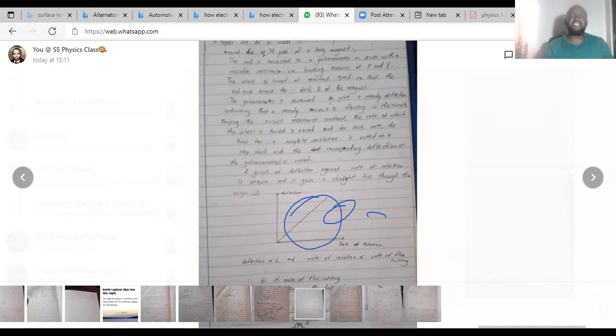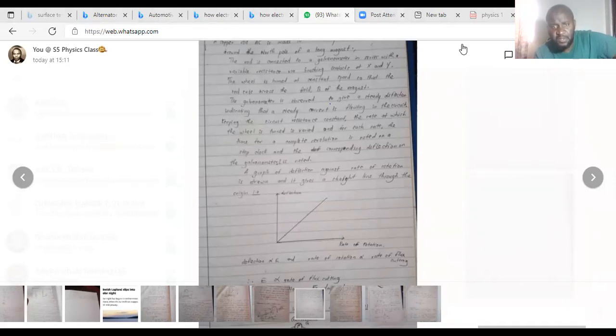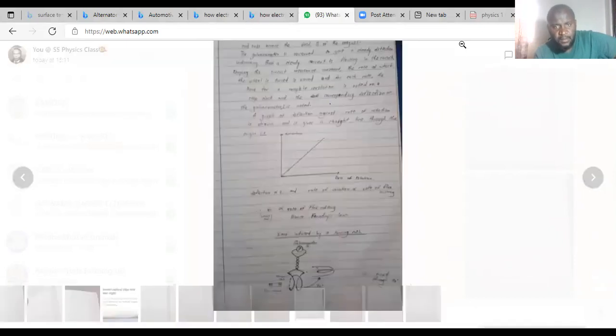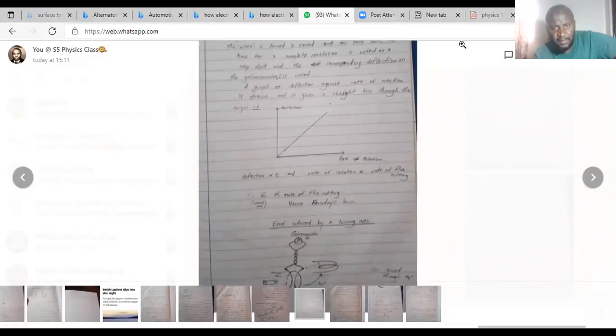Now, there is another way we can induce an EMF using what we call a turning coil. Sometimes people say a search coil. You can go to the next illustration of the work I've sent. Before that, this is how it looks. So, EMF induced by a turning coil.